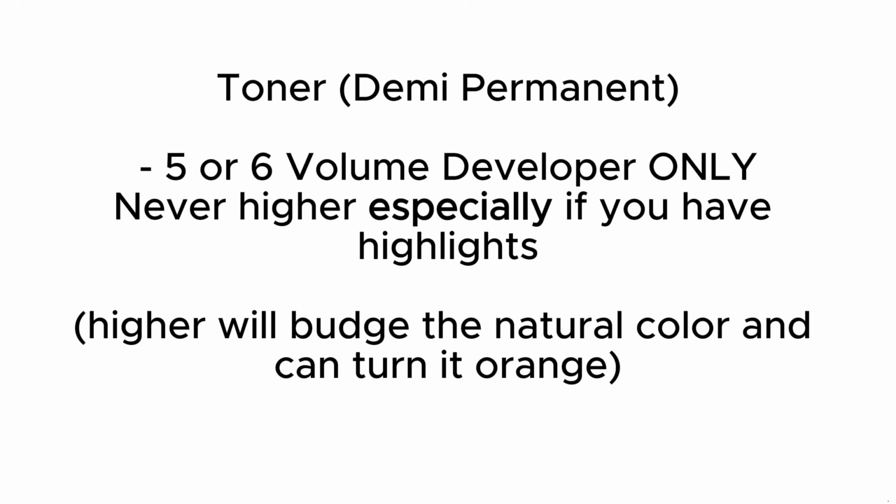And 40 volume is never recommended to use with bleach. Just don't do it. Now, if you need to go back and tone with a demi-permanent color, either after bleaching or if your permanent dye didn't come out exactly how you wanted it, then you will always want to use demi-permanent with a 5 or 6 volume developer. Never higher, because then it's opening the cuticle too much.